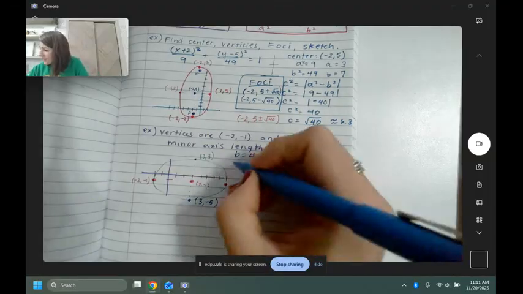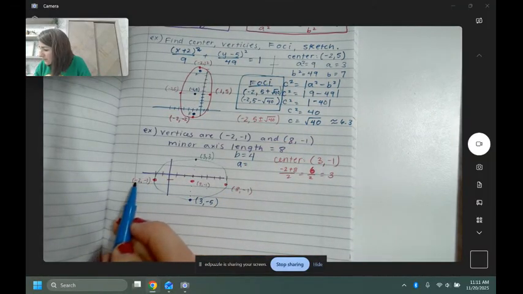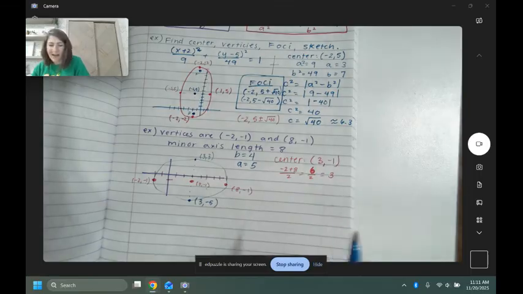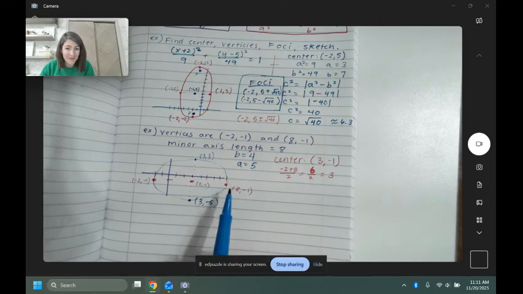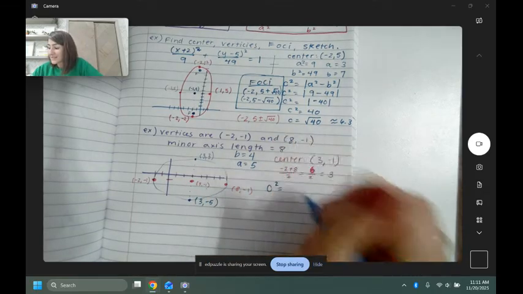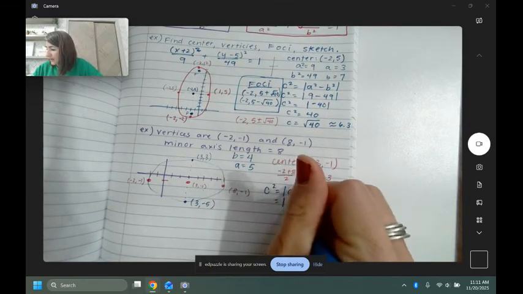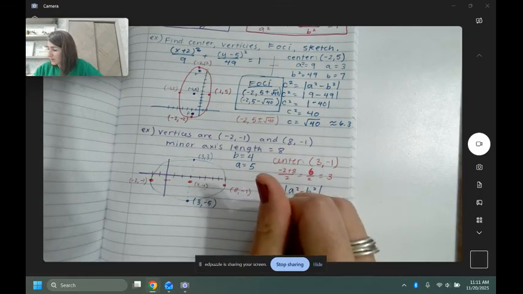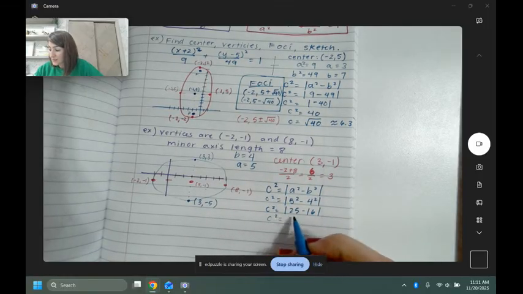B is 4, but A we didn't really define yet. A, what is this length? From -2 to 3, and from 3 all the way up to 8. A is 5. Just get that by counting. I mean, you can do math too, but just count from 3. 3 plus what is 8? From that, I can find my C. C squared is 5 squared minus 4 squared. So 25 minus 16, which is 9.